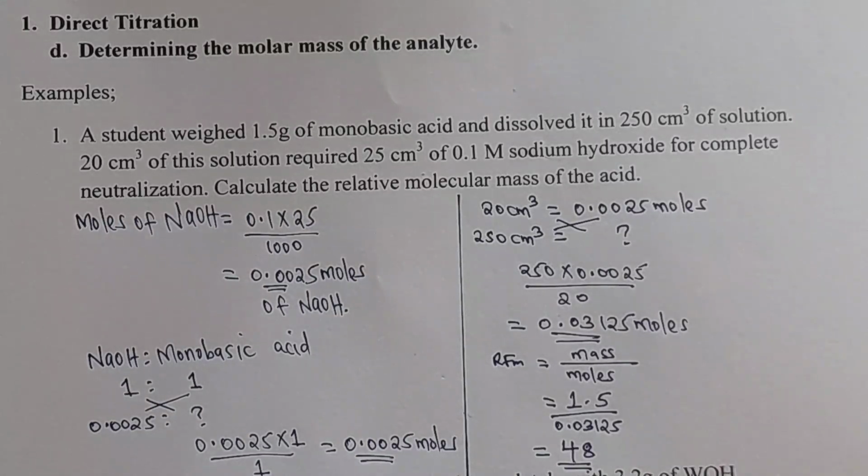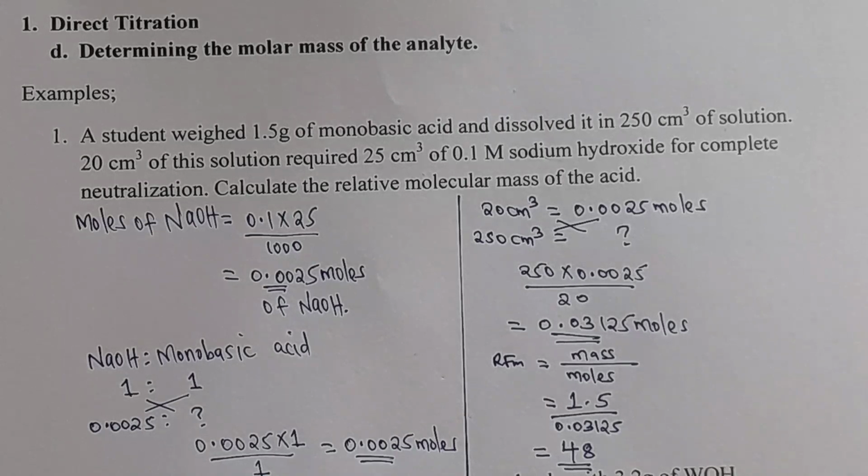So remember, molar mass has no unit, but in case you want to put a unit, you are supposed to put gram per mole, because to define molar mass, we said it is the mass in grams of 1 mole of a substance. So if you want to put a unit, you can put gram per mole, or you can leave it like that. That's our answer in the first question.